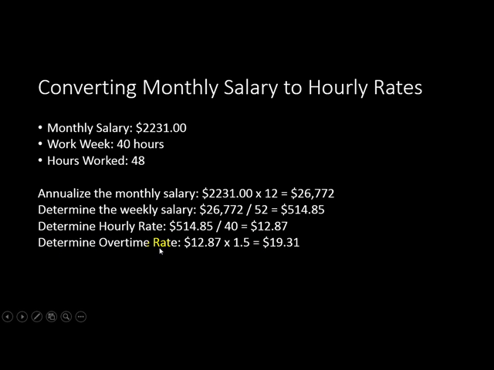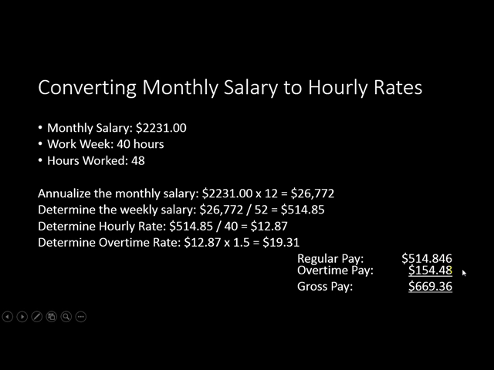To determine the overtime rate, we take the $12.87 multiplied by 1.5 to give us $19.31 per hour for overtime. The regular pay, $514.48. Overtime pay, $154.48 for a total gross pay of $669.36.